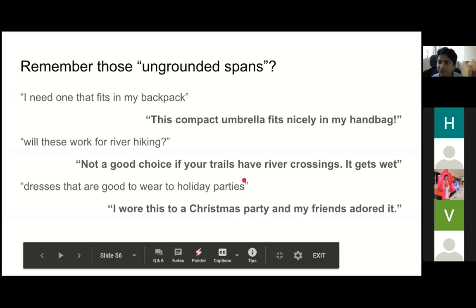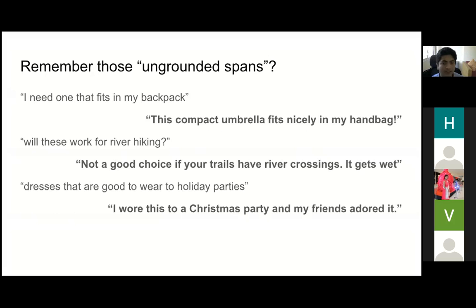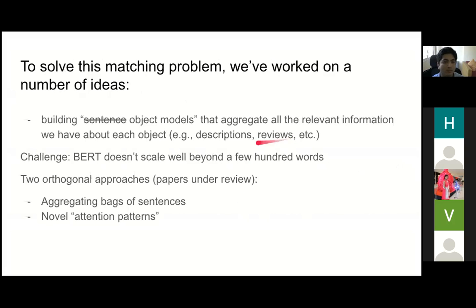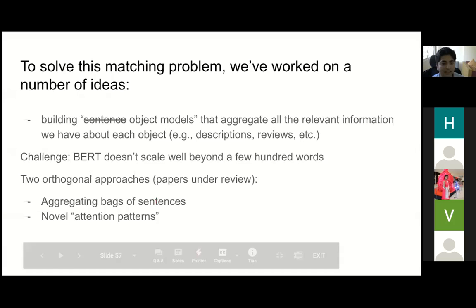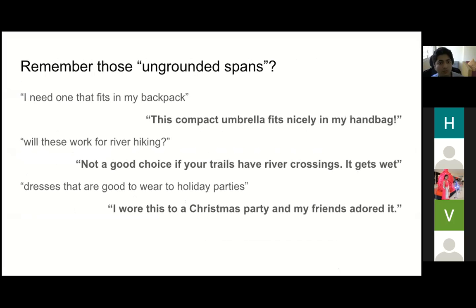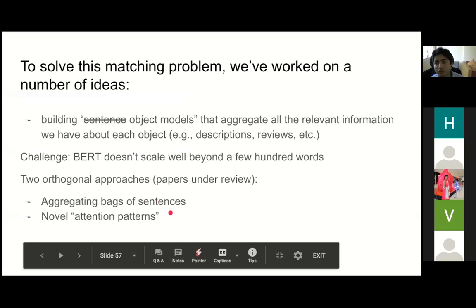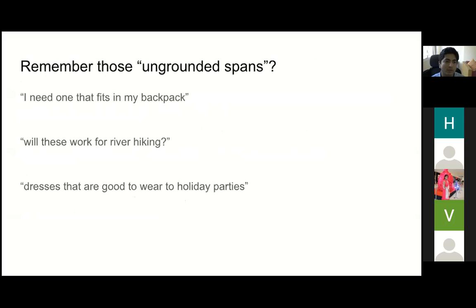What do we do? We get product reviews, user reviews. What we have seen works nicely is traditional unstructured data processing techniques, right? What we do is aggregate product descriptions which are written by humans, and reviews, to generate object models. There's a challenge with BERT that it doesn't scale beyond a few words, but we have two papers in review on how to address this problem, where we use traditional text mining techniques. This is a really key innovation, using bag of sentences models, which are well understood, but using that for ungrounded spans, right? And also using attention patterns to identify these ungrounded spans, and these object embeddings can then be used to fulfill queries for questions like, will it fit in my backpack?